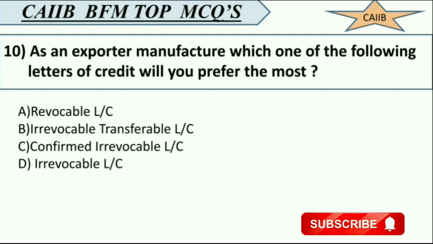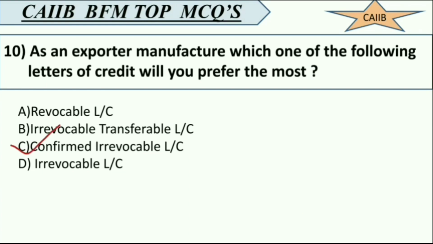As an exporter manufacturer, which one of the following letters of credit will you prefer the most? The options are given. The correct answer is option C, confirmed irrevocable LC.